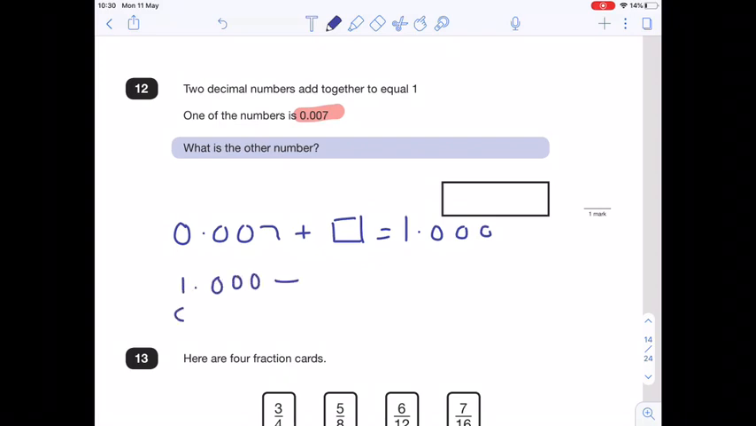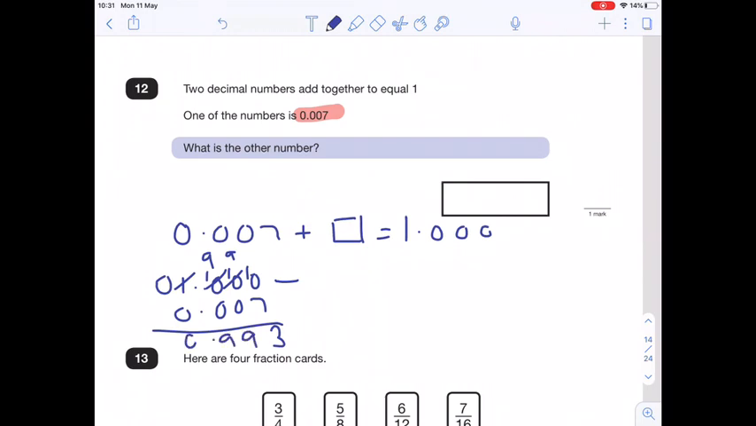1.000 take away 0.007. It's a long borrow, but if you're in Mrs. O'Reilly's class, I know that she's already taught you to do this, so we need to do that, and then that, and then you get there. So 10 take away 7 is 3, 9 take away nothing is 9, 9 take away nothing again is 9, 0 take away 0 is 0. You get 0.993.